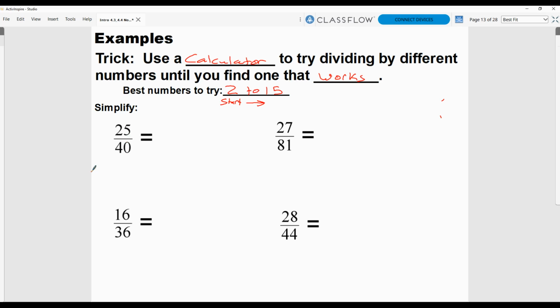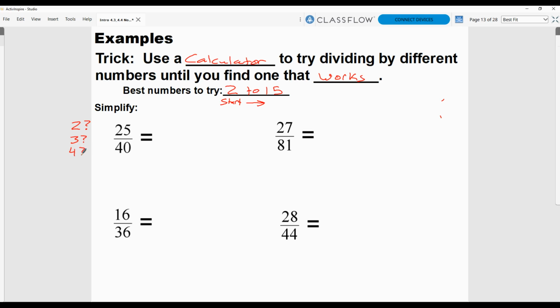So let's take a look at 25 over 40 and let's start simplifying it. What can I divide 25 and 40 by? First I ask myself, can I divide them by 2? If I try it, no, it's not going to work because it needs to come out evenly. 40 would work if I divide by 2, but not 25. Then you move up and try some other numbers. Try 3. Can you divide both of these by 3 and have it come out evenly? No, you can't. So try some other numbers.